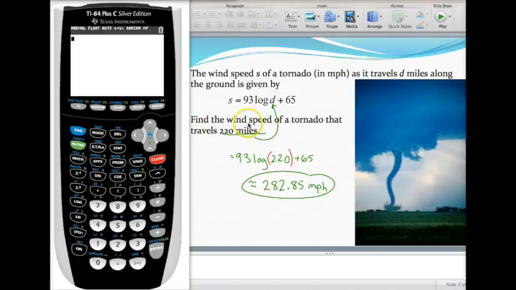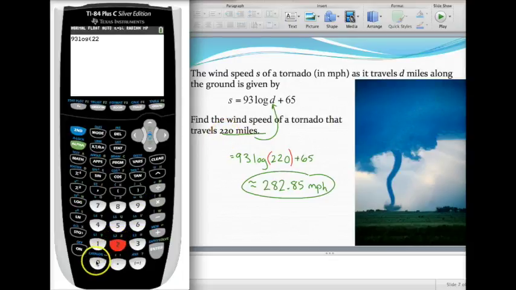So they asked me to find the wind speed when we have a tornado that's traveled 220 miles along the ground. So that's going to be our input value. So I should be able to just type this in my calculator and see what the wind speeds are. So I've got 93 times the log, and it's log base 10, so I can just use the log button. I'm going to plug in 220.